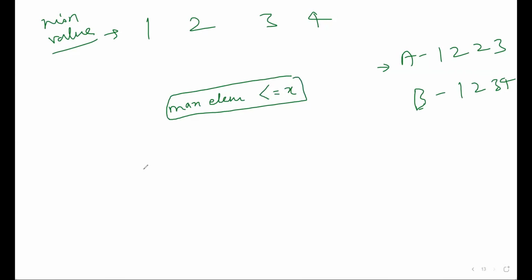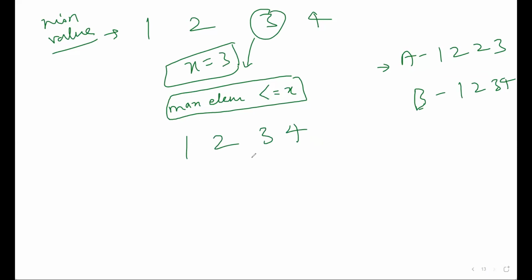So which elements do I need to change? Suppose X is 3. Which elements do I need to update in array B? You have to update those elements which have a value greater than X. So can I do the same thing here using brute force?